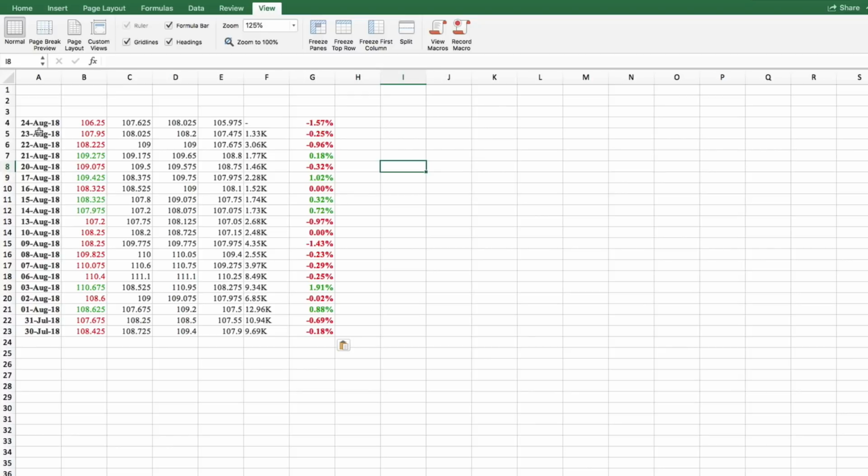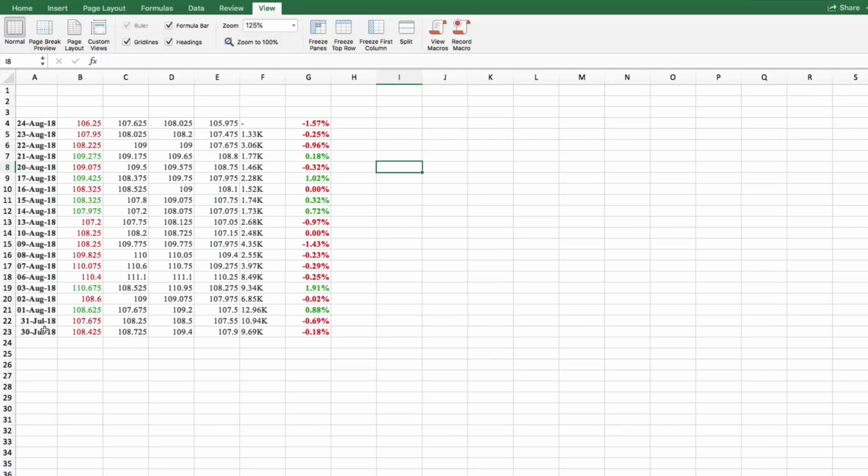So there we go. Notice now it's from August 24th and it goes down to July 30th. That's going to be a little bit of an issue when we create a chart, because our chart is going to go from our most recent period of time to the oldest period of time, whereas when we're close to the origin on a chart, we want it to be the most historical period of time to the most recent. So we're going to have to sort this again.